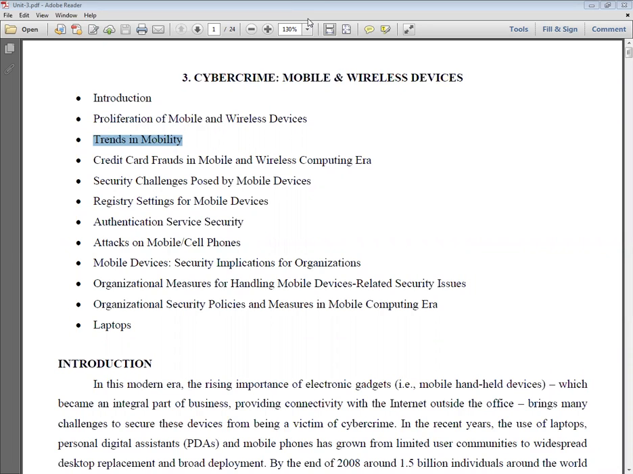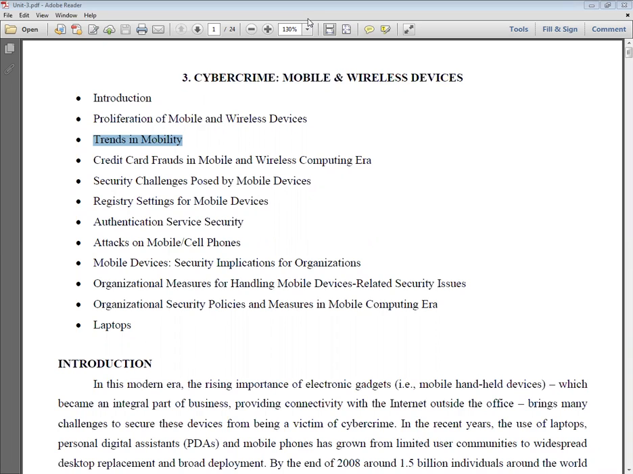And the next topic comes after the consideration of measures. Suppose an organization has taken some measures, what security policies need to be adopted for mobile computing in this mobile era? See, wireless means the data can be sent not only from system to system, it can be sent from mobile device to device also, right?